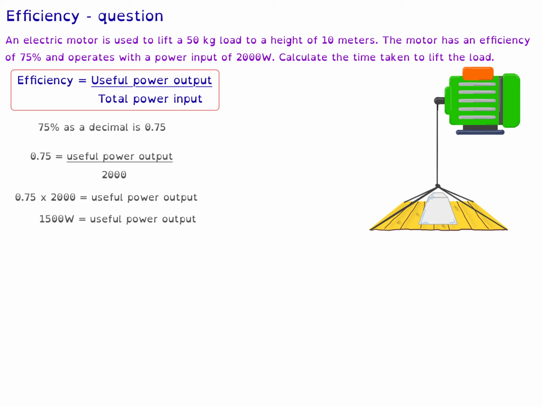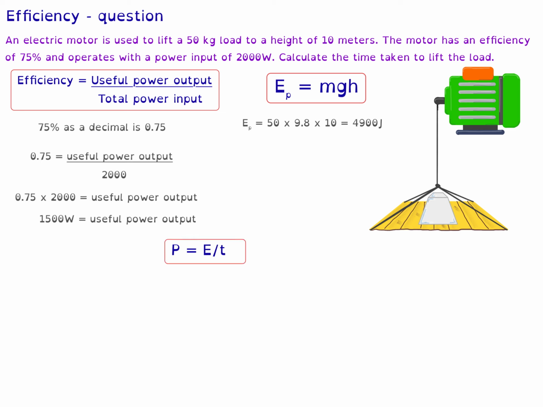As this is the energy transferred every second, we still don't have our final answer. To get that, we need to work out how much energy is used to lift this particular load. To do that, we use potential energy. Gravitational potential energy equals mass times gravitational field strength times the height, which is EP equals 50 multiplied by 9.8 multiplied by 10, and that gives us 4,900 joules. Now we have our useful power output for this particular motor, and we have the amount of energy needed for this particular lift of 50 kilogram load.